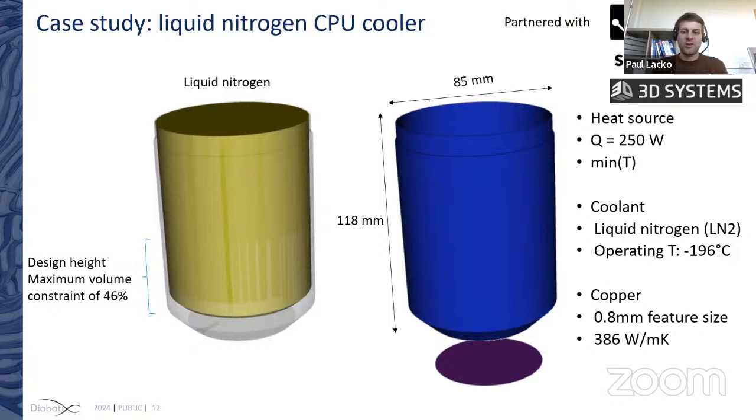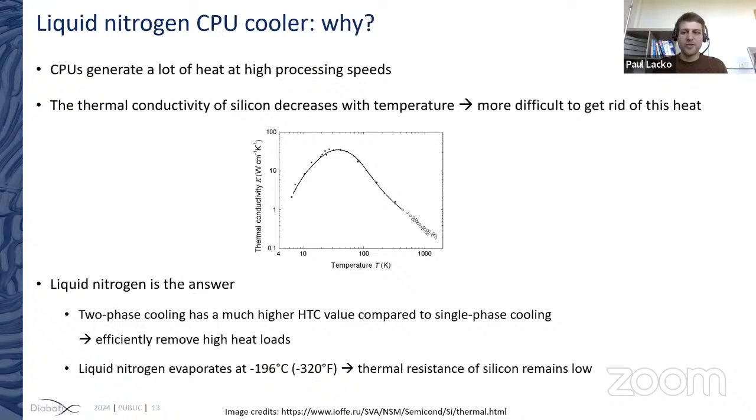The peculiarities arise due to the flow regime under which this case intends to operate. Before I explain further, allow me to motivate the choice for liquid nitrogen as the coolant. As we all know, CPUs generate a lot of heat at high processing speeds. In addition, for silicon-based transistors and chips, the thermal conductivity decreases with temperature. So there is an incentive to cool at lower temperatures.